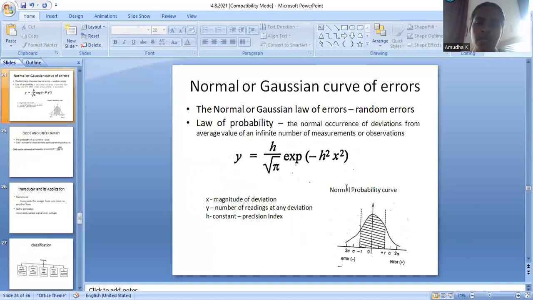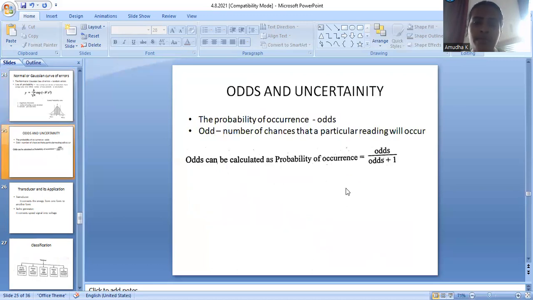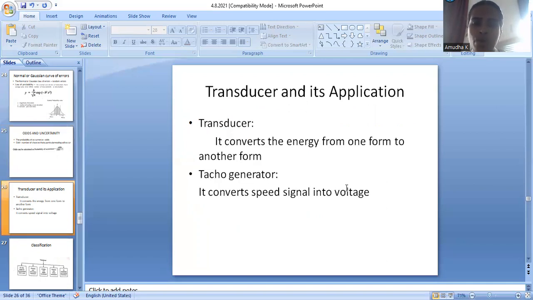This is the normal or Gaussian curve of the error analysis method, using the formula h by square root of pi, exponent of minus h squared x squared. This is used for analyzing random errors. Then odds and uncertainty. The probability of occurrence is called odds. Odds is the number of chances that a particular reading will occur, and it can be calculated from the probability of occurrence with the formula odds by odds plus 1.